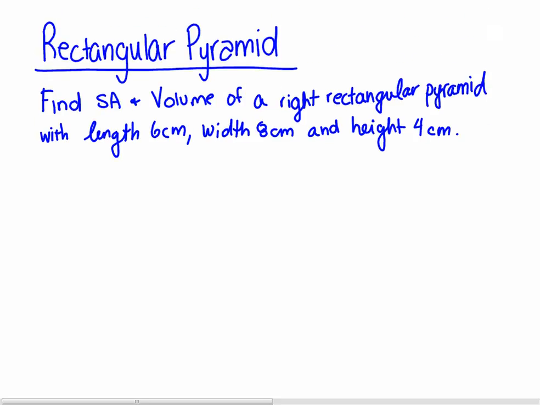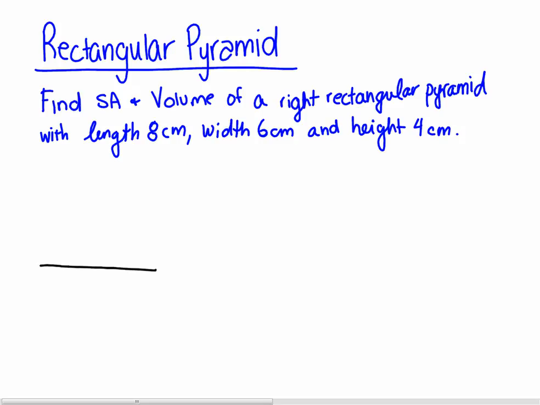That doesn't make sense. Sorry. I should have said length is 8 and width is 6. Same thing, but not proper. Length 8, width 6, height 4, because length is always the long side.